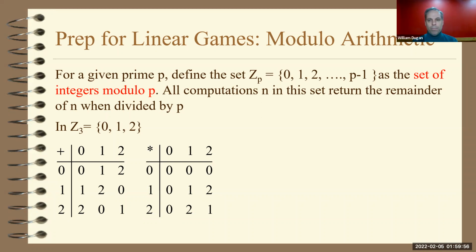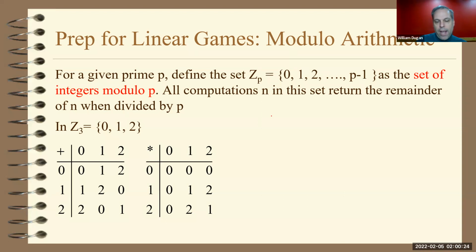For the same reason, if I take 1 plus 2, you should get 3, but that's not possible in this particular set. The only answers are 0, 1, and 2. So 1 plus 2 would equal 3, I divide by 3, and the remainder is 0. So 1 plus 2 is 0. Interesting, right? So I've included an addition table and a multiplication table for you, and you should be able to do some basic computations.